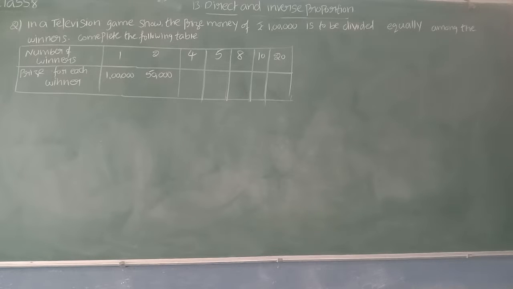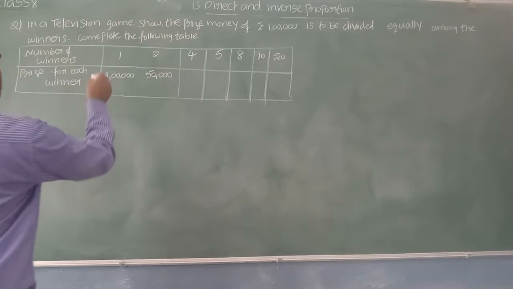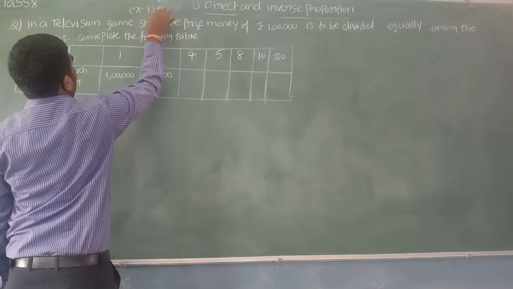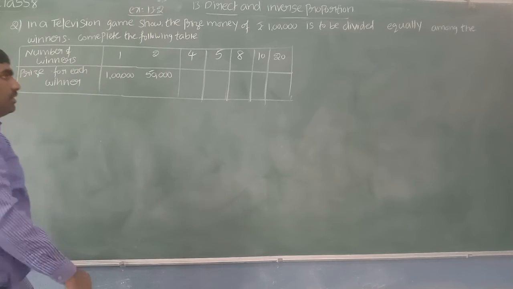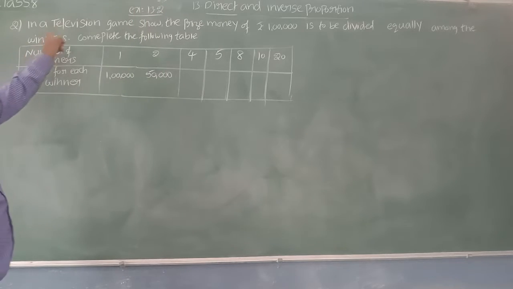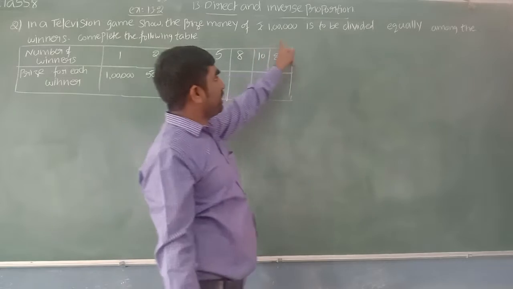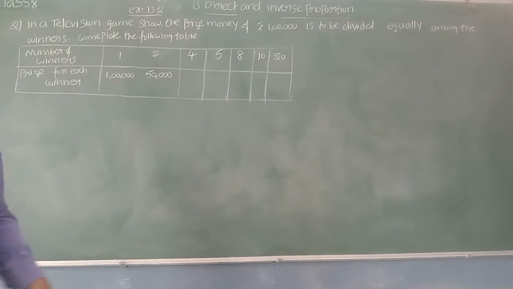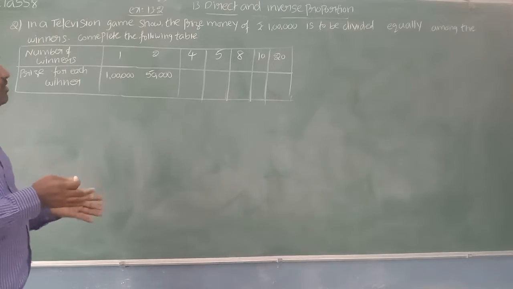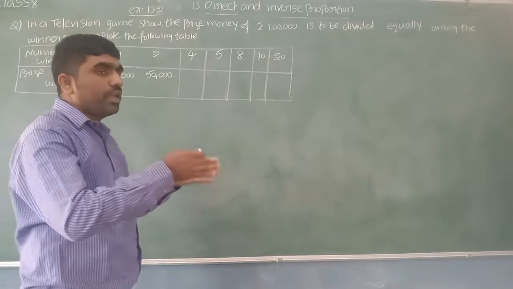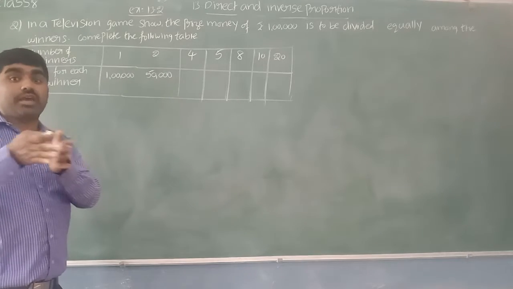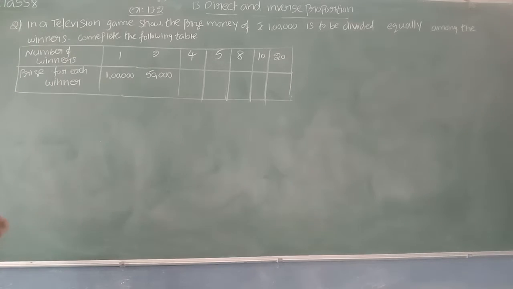Yes, see, here we have some problems from exercise 13.2. From exercise 13.2, here we have the second problem. In a television game show, the prize money of 1 lakh is to be divided equally among the winners. Complete the following table. So the television show, they are giving prize money of how much? 1 lakh rupees. And this 1 lakh they are dividing equally among the winners.